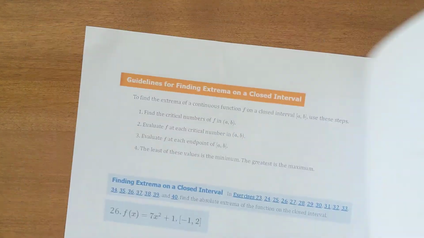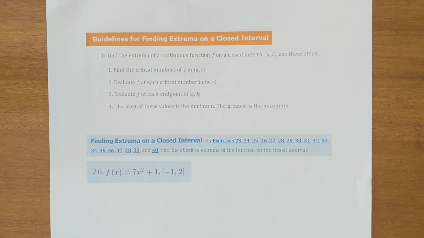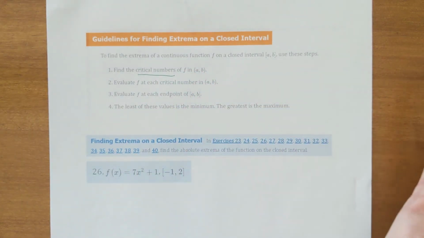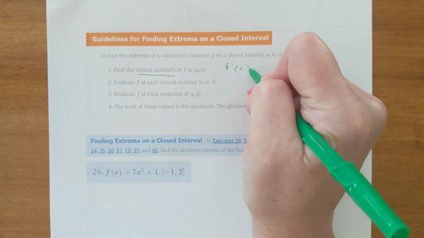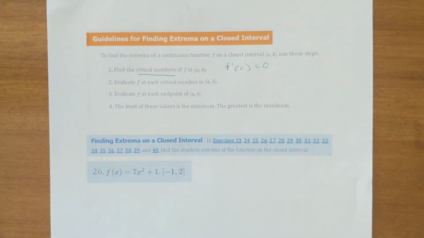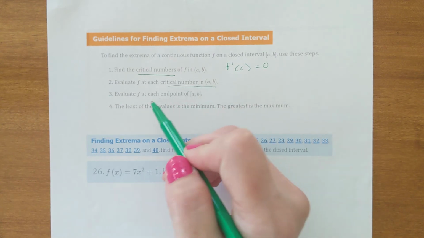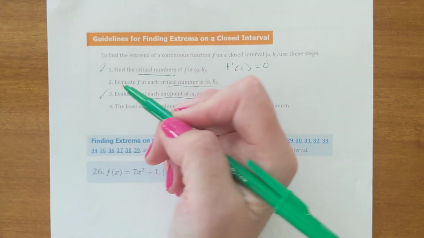All right, so on the next page, it gives us some guidelines here for finding extrema on a closed interval. To find the extrema of a continuous function f on a closed interval [a, b], use these steps. Find the critical numbers of f in (a, b). Again, that's where the derivative is equal to 0 or where the derivative is undefined. And then evaluate f at each one of the critical numbers in (a, b), and evaluate f at each endpoint of [a, b]. So we've got to find the critical numbers and we're going to use the endpoints.